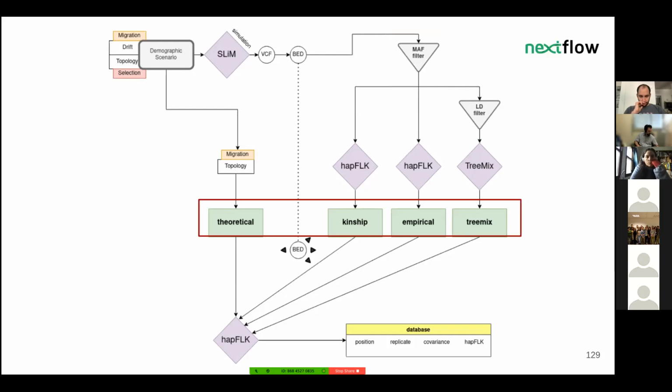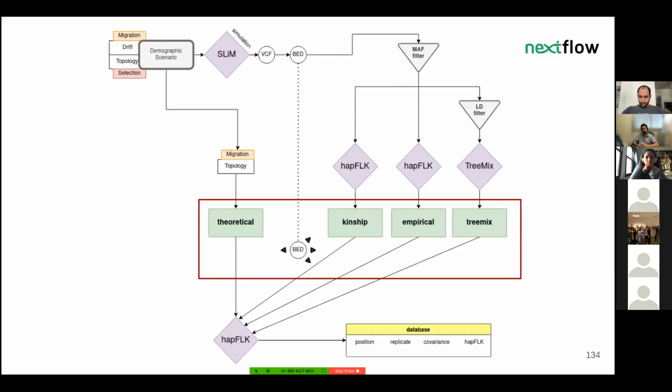So the different covariance matrices are estimated using these different methods that we already mentioned, but for the theoretical, I specified the tree topology and the migration parameters. Then the HAPFLK software computes both the kinship and the empirical matrix. And for Trimix, it was used the Trimix software. In this case, the genotypic data is filtered in order to retain loci that are under linkage equilibrium.